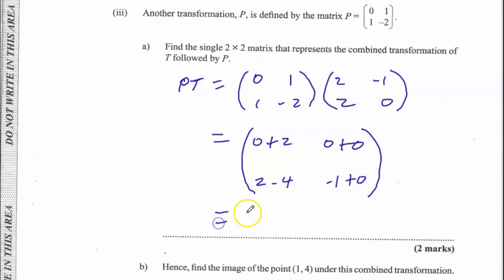So the single transformation of T followed by P would be 2, 0, minus 2, and minus 1.